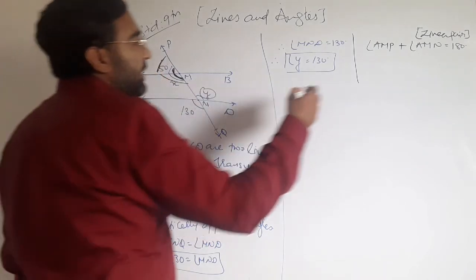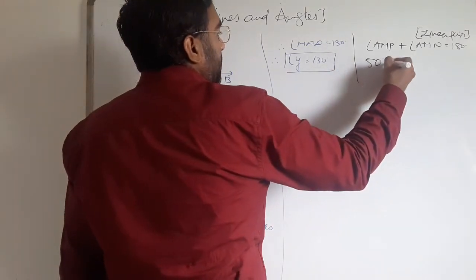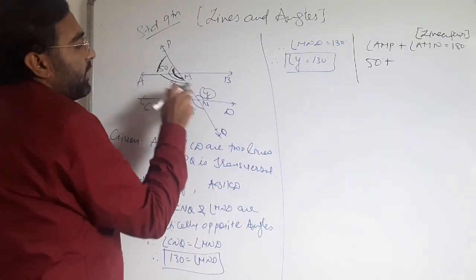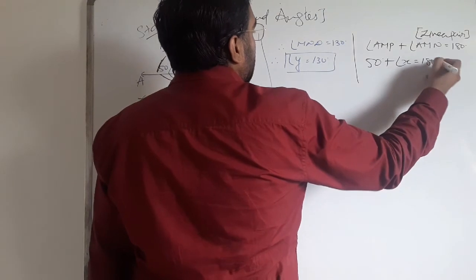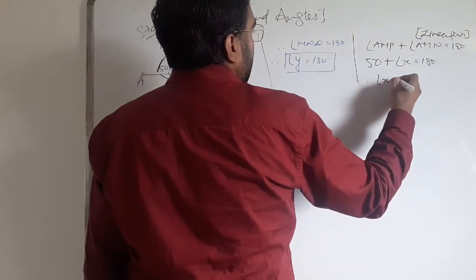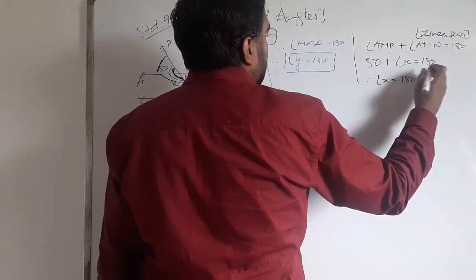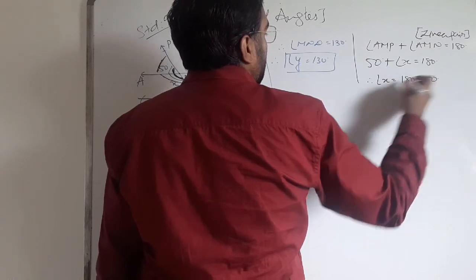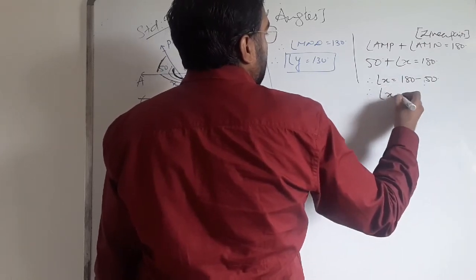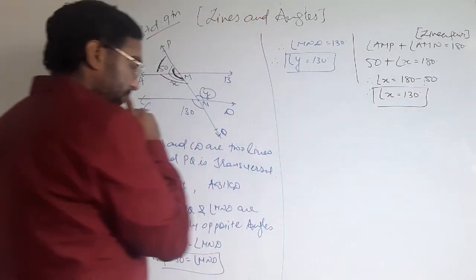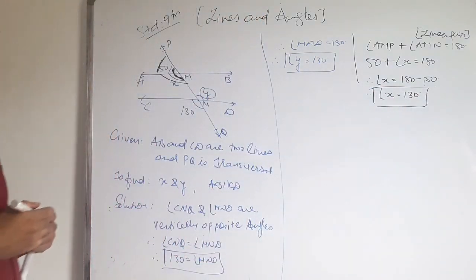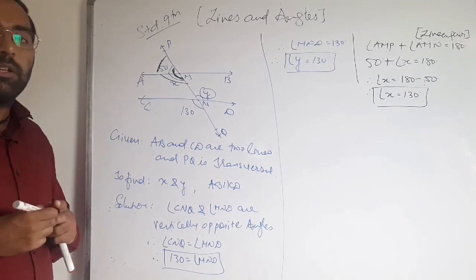Now AMP is 50 degrees plus AMN, which is denoted as the angle X. So angle X equals 180 minus 50. Therefore angle X equals 130 degrees.